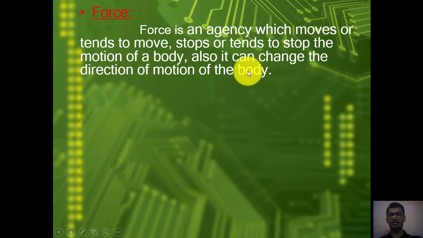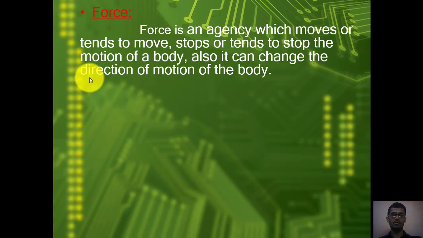So, it means that force can move an object or it can try to move the object. Also, it can stop or it can try to stop an object. Also, it can change the direction of the moving object. For example, when a cricket player or a football player sees the ball coming towards them, they apply force and change the direction of the moving ball.